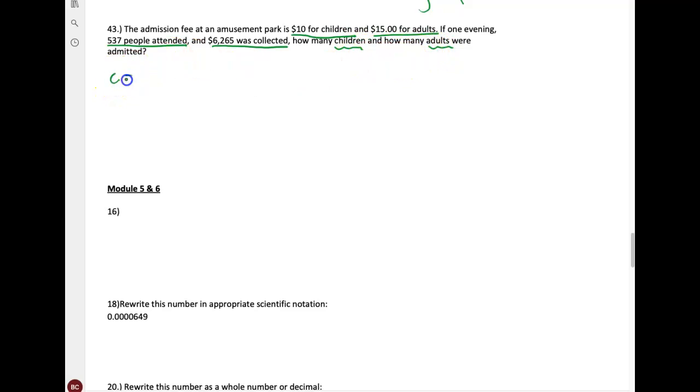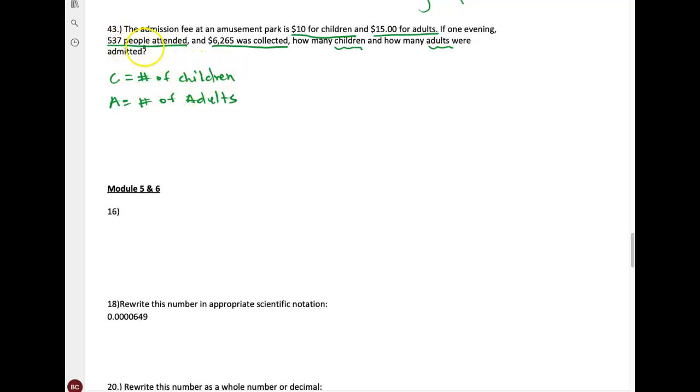So I'm going to say C is going to be the number of children, and I'm going to say A is the number of adults. Okay, trying to make sure that I write down what my variables are standing for, especially if you use just x and y and stuff. Okay.